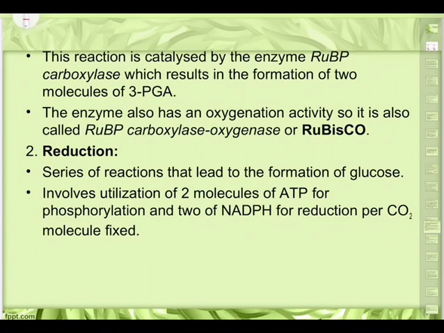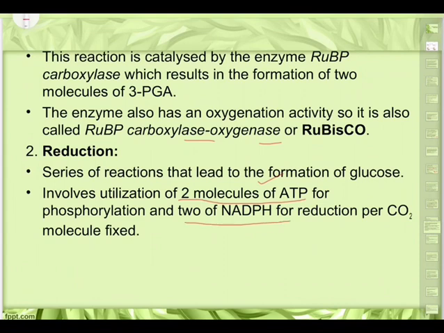This reaction is catalyzed by an enzyme called RuBP carboxylase. We call it Rubisco also, which results in the formation of two molecules of PGA. So on one side you have one 3-PGA, on the other side 3-PGA, phosphoglyceric acid. The enzyme also has an oxygenation activity, so it is also called Rubisco. What is that Rubisco? RuBP carboxylase oxygenase. Since it is an enzyme, the name ends with ase. So Rubisco is the enzyme, and it is a must in the carboxylation step.